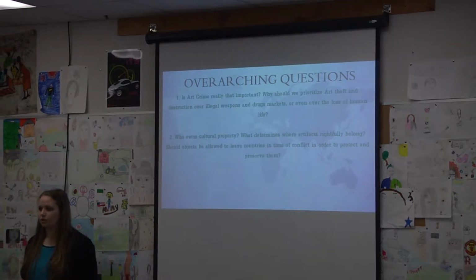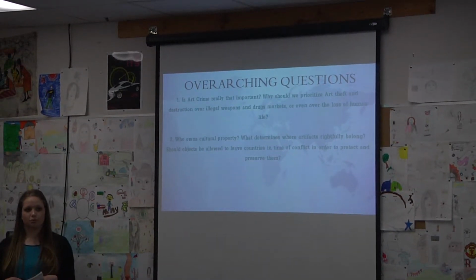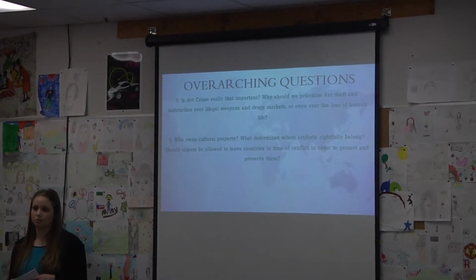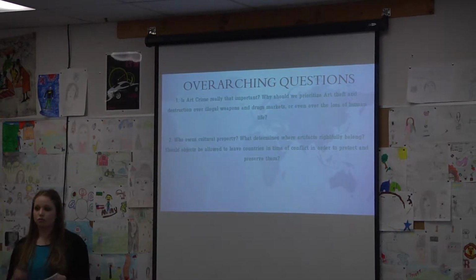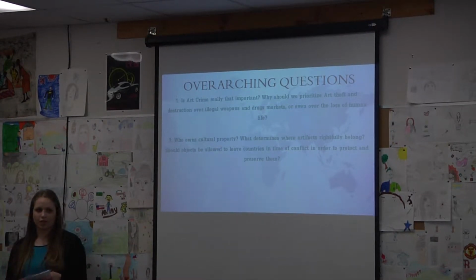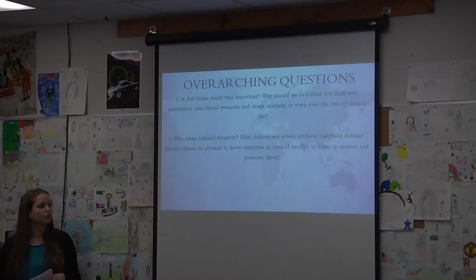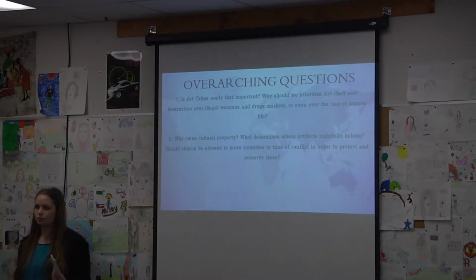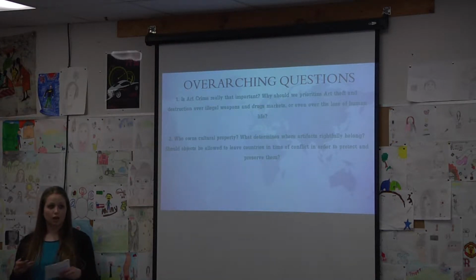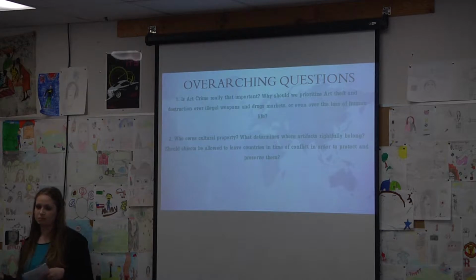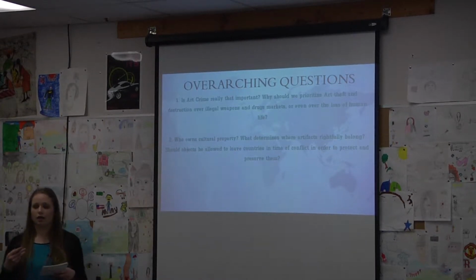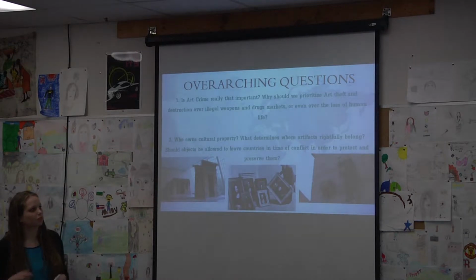So first, these are my overarching questions. The first one has to deal with why should we prioritize art crimes over things such as the drugs market, the weapons market, and or loss of human life in general, and conflict as well. And the second one is who owns cultural property, what defines where cultural property should exist and where should museums keep them, such as what should be done if they're in an area of conflict.